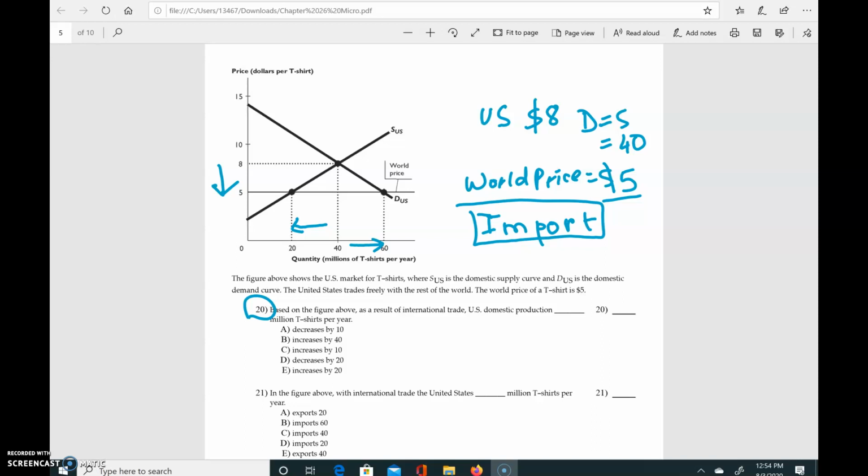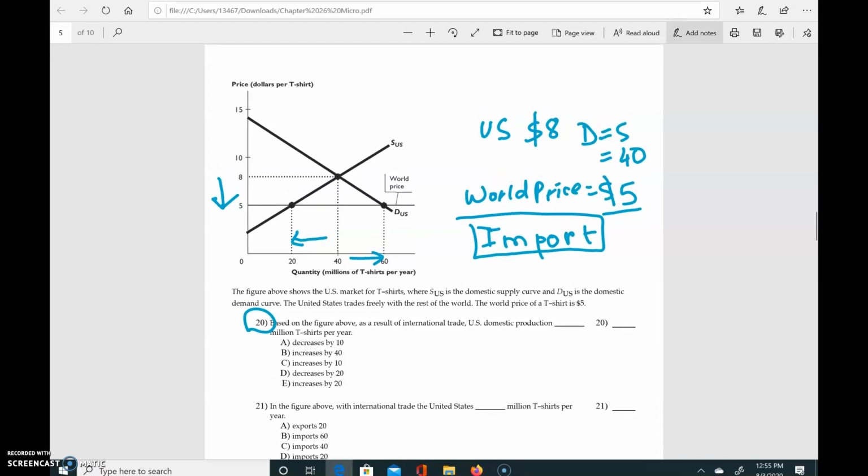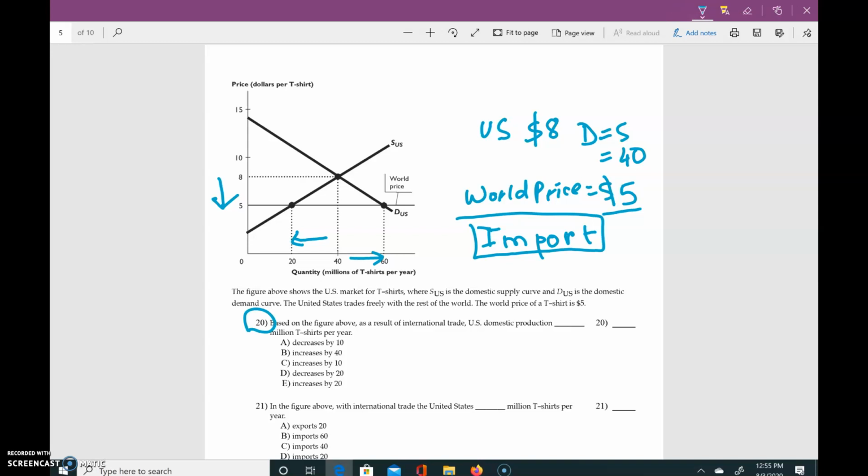Let's look at some of the chapter 20 homework questions. Initially we have the equilibrium price at $8.40. That means quantity demanded equals quantity supplied, equal to 40 in the US. Because the world price is less than the US price, the US is going to import. After trade, the US price becomes equal to $5. So it was $8 before trade, and after trade it is $5.